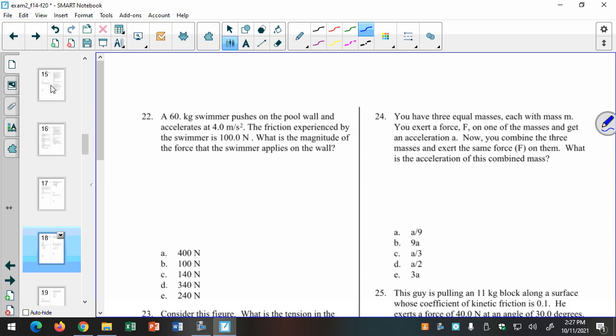Yeah, this is a similar question. This was the second type of question I want to look at. We did one today. This is sort of like the rocket problem we did today. You remember the rocket problem with the thruster engines? I have a swimmer, a pretty blocky swimmer, I would say. She pushes on the wall and accelerates at 4 meters per second squared.